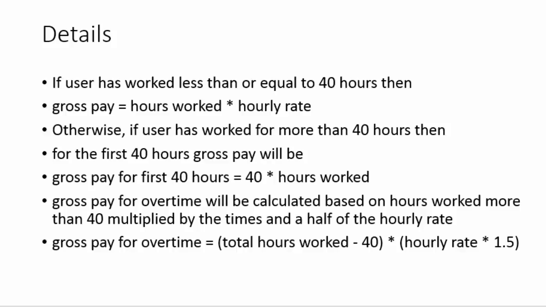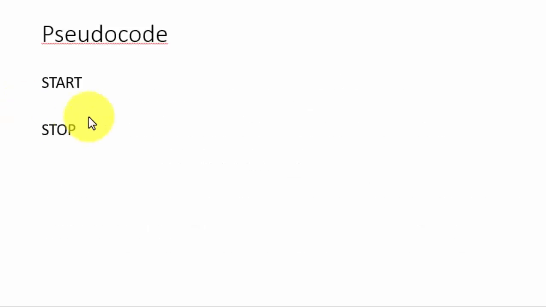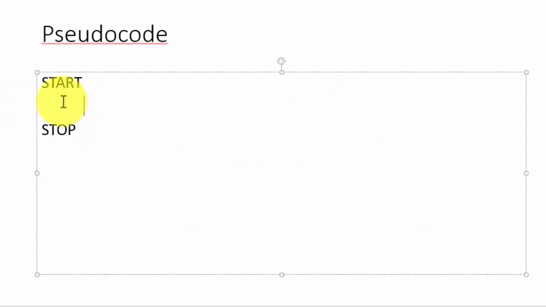Now, in order to perform these operations, when we are writing pseudocode, the first thing we have to do is come up with a list of input variables. So we are going to need input variables in the form of hours worked and hourly rate. That's extremely important. So let's go to the pseudocode and let's at least declare these two variables.